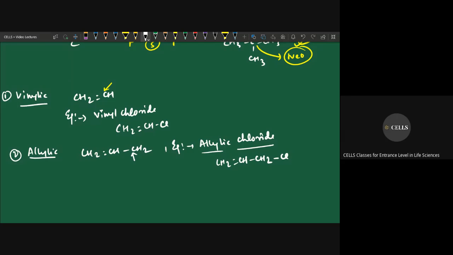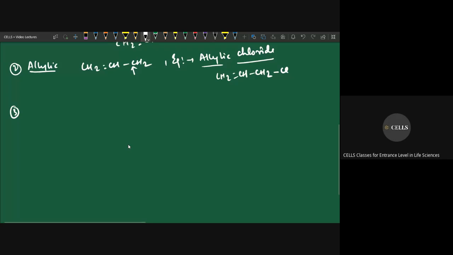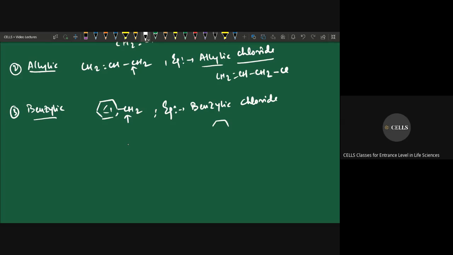Now another type of carbon can also be benzylic. The carbon which is attached to a benzene ring is known as a benzylic carbon. This carbon is known as what? Benzylic carbon. For example, benzylic chloride. This is nothing but this, CH2Cl.